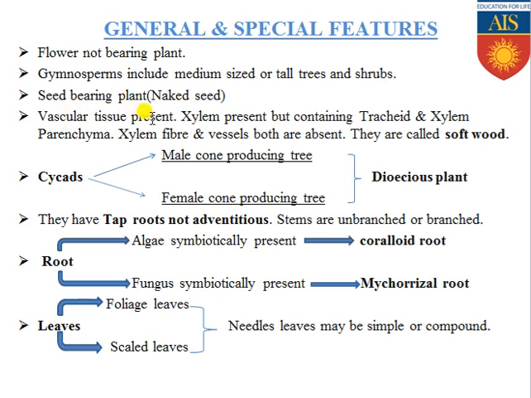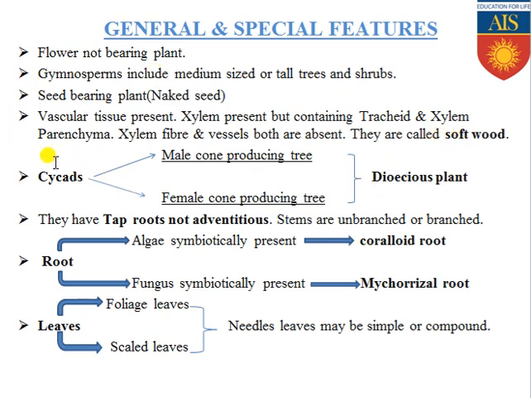Keep it in your mind, vascular tissue is present, xylem is present, and that contains trachea and xylem parenchyma, while xylem fiber and vessel both are absent. So trachea and xylem parenchyma will be there in the xylem, but xylem fiber and vessel are absent. They are called softwood. Why? Because the xylem parenchyma and trachea, these 2 structures are present, that's why the wood formed by them is the softwood, not the hardwood.